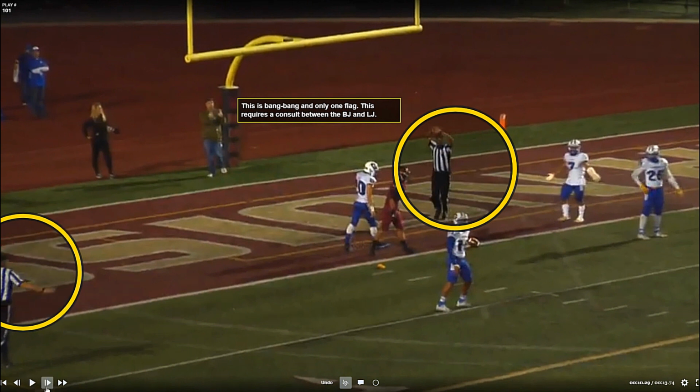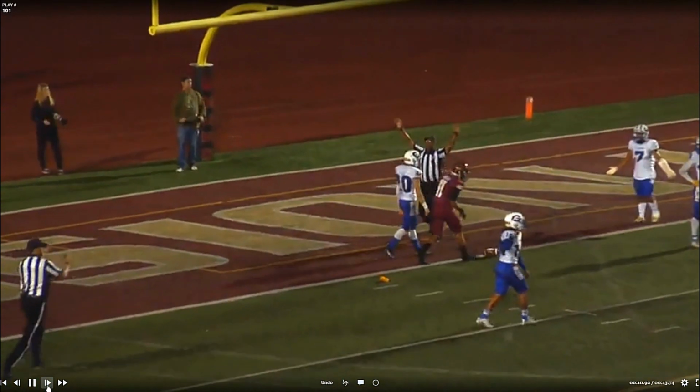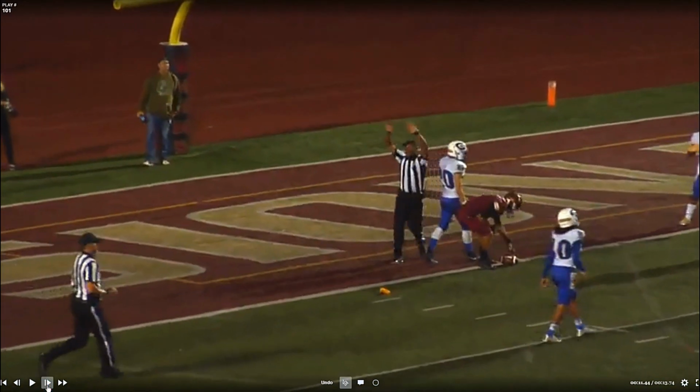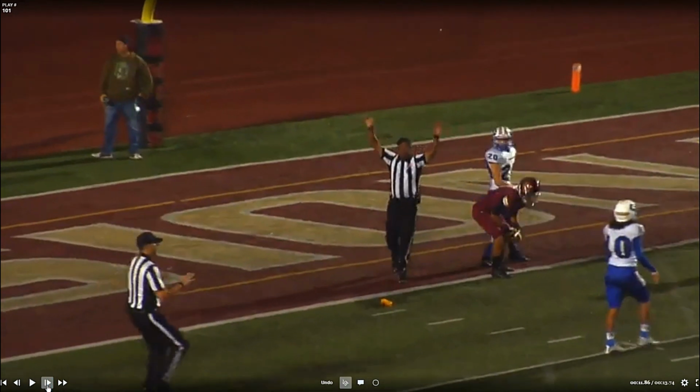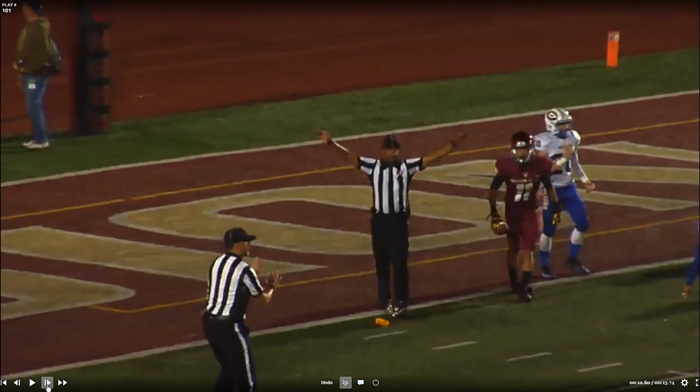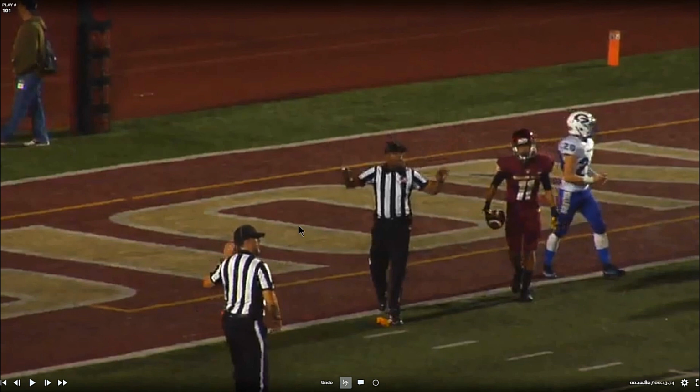Watch what the flank official does. He's already sold the call. Okay, now he's living with it. Pass interference, defense. It wouldn't hurt him to get together with his back judge just to see what the back judge had on that play, and maybe just talk it over. Then give your signal. All right, moving on.